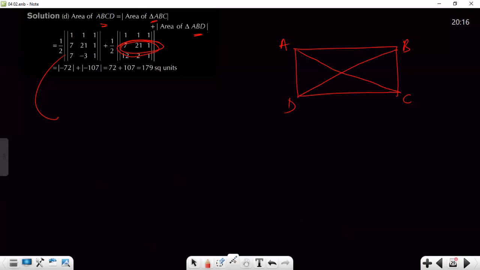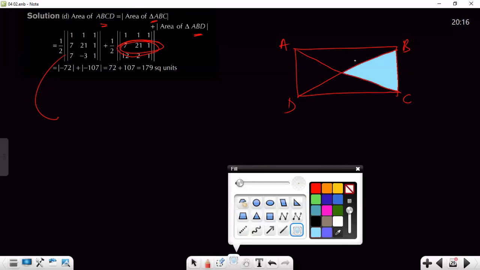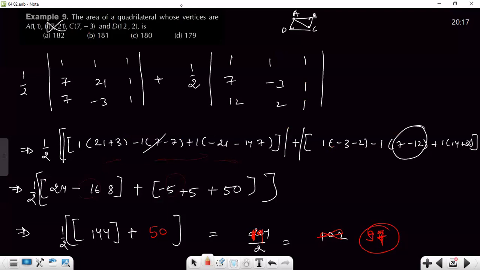Let me show you. They are making a big mistake. They are adding this triangle plus this triangle and this triangle again. So this area is calculated twice, and this area is completely left. So their solution is completely wrong, and hence their options will also be wrong. 197 is the correct option. Yes.